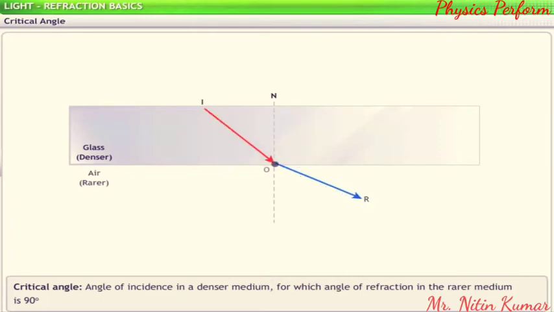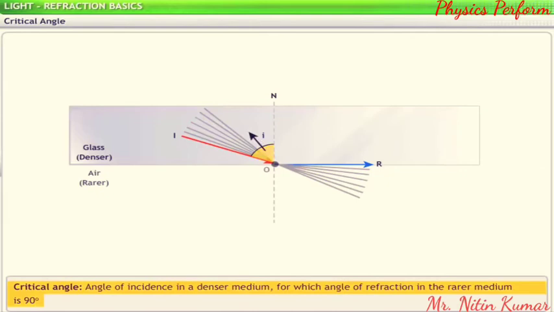Now let's consider a case where a light ray passes from a denser medium to a rarer medium and bends away from the normal. If the angle of incidence i in the denser medium is increased, then at a particular angle of incidence, the refracted ray propagates along the boundary of the two media. This angle of incidence is called the critical angle of the given denser medium with respect to the given rarer medium and is denoted by θc.